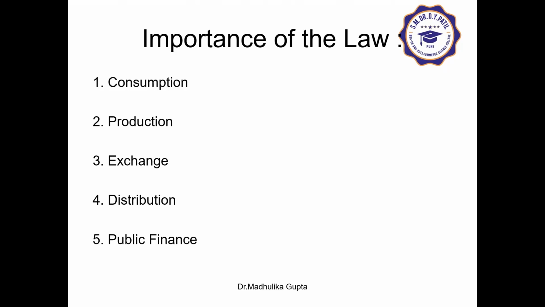For exchange, by acting upon the law of equimarginal utility, every person will go on substituting goods giving more utility for the ones giving less, till the MU of all becomes equal. Exchange will stop at this point.